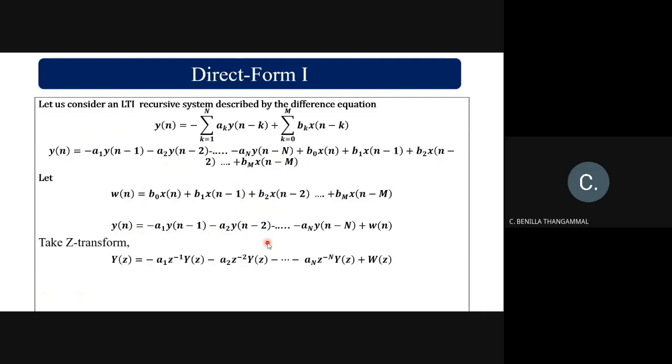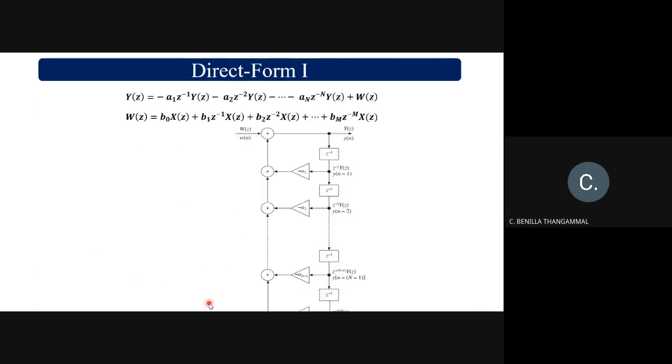Now I'll take the z transformation of these. So y of n becomes y of z, equal to minus a1 z inverse y of z minus a2 z power minus 2 y of z, and it goes on, plus w of z. And I have found the z transformation of w of z as well. Now I got these two equations, y of z is equal to something and w of z is equal to something, and for these I'll be drawing the structure. So now y of z equals minus a1 z inverse y of z. This z inverse is from y of z, so I'll be taking the z inverse from y of z.